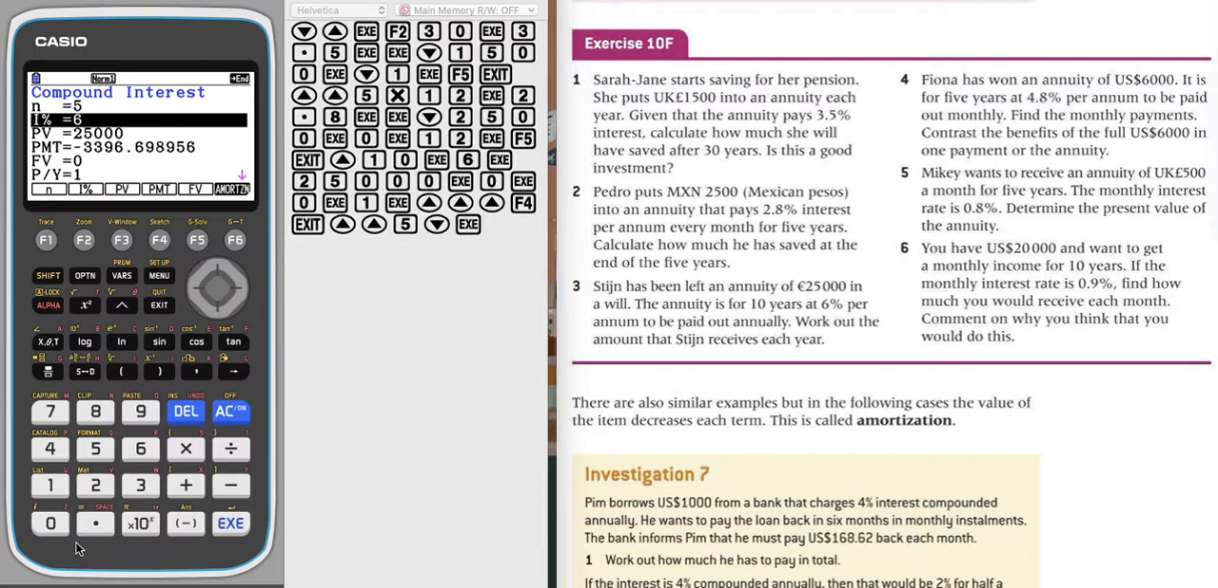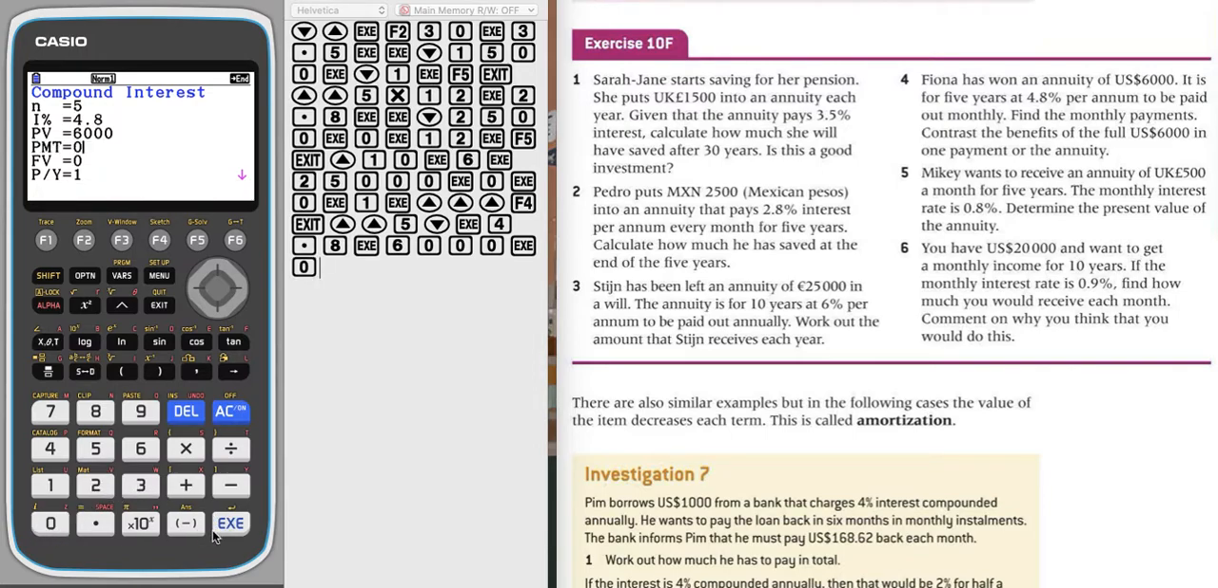The interest is 4.8%. Present value is 6,000. Payment is what I'm looking for. Future value is going to be 0. I'm draining this account, and there's one payment per year. Oh, to be paid out monthly, I take it back. And again, I'm going to assume the compounding is the same, although if the question says compounding is different than the payment periods, then you have to change those.